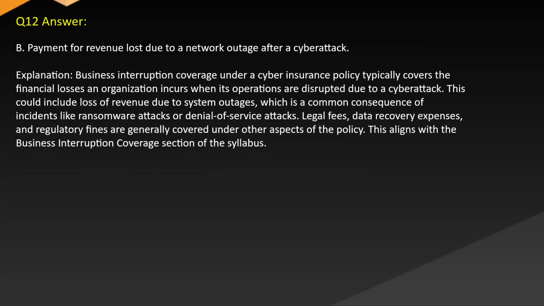Answer. B. Payment for revenue lost due to a network outage after a cyber attack. Explanation. Business interruption coverage under a cyber insurance policy typically covers the financial losses an organization incurs when its operations are disrupted due to a cyber attack. This could include loss of revenue due to system outages, which is a common consequence of incidents like ransomware attacks or denial of service attacks. Legal fees, data recovery expenses, and regulatory fines are generally covered under other aspects of the policy. This aligns with the business interruption coverage section of the syllabus.